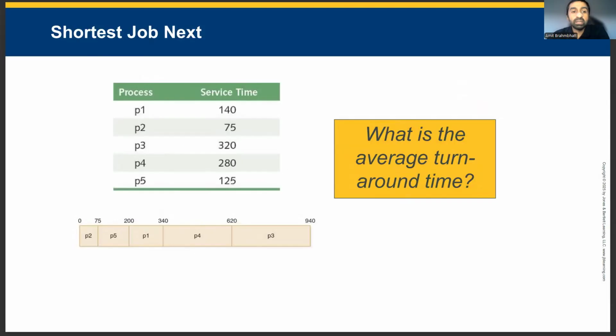Shortest job next example. The OS always selects the shortest available job. To calculate average turnaround time, you schedule processes by increasing duration, compute finish times, and average them. SJN typically produces better average turnaround time than FCFS, but requires predicting job lengths, which is not always possible.